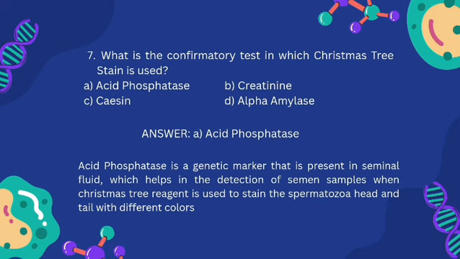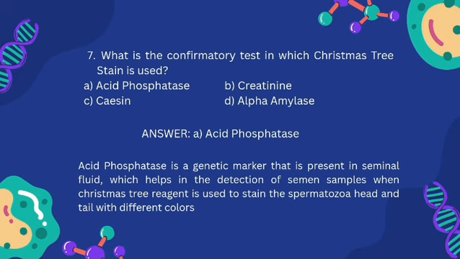The seventh question is, what is the confirmatory test in which Christmas tree stain is used? Option A, acid phosphatase. Option B, creatinine. Option C, casein. And option D, alpha amylase. The answer is option A, acid phosphatase.